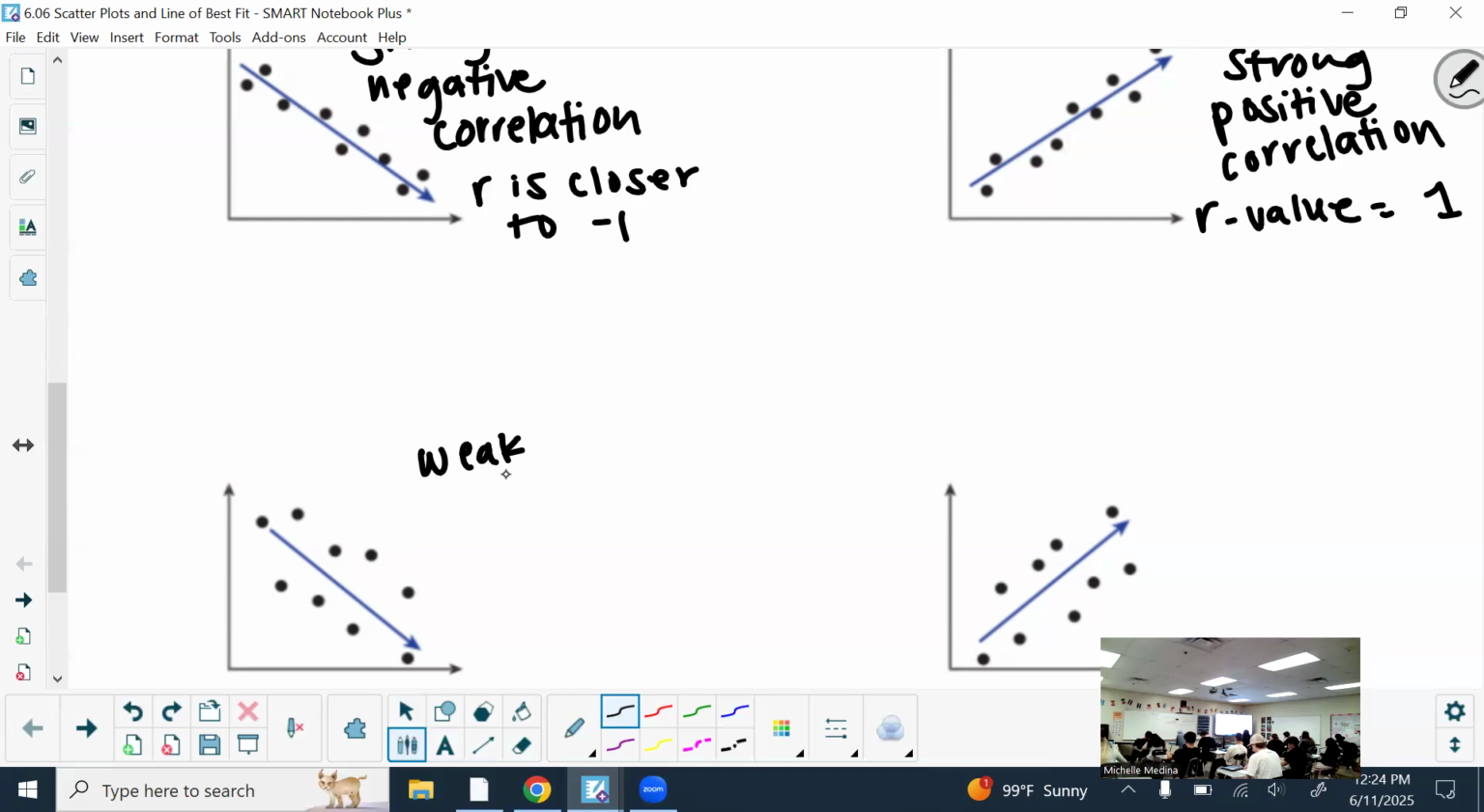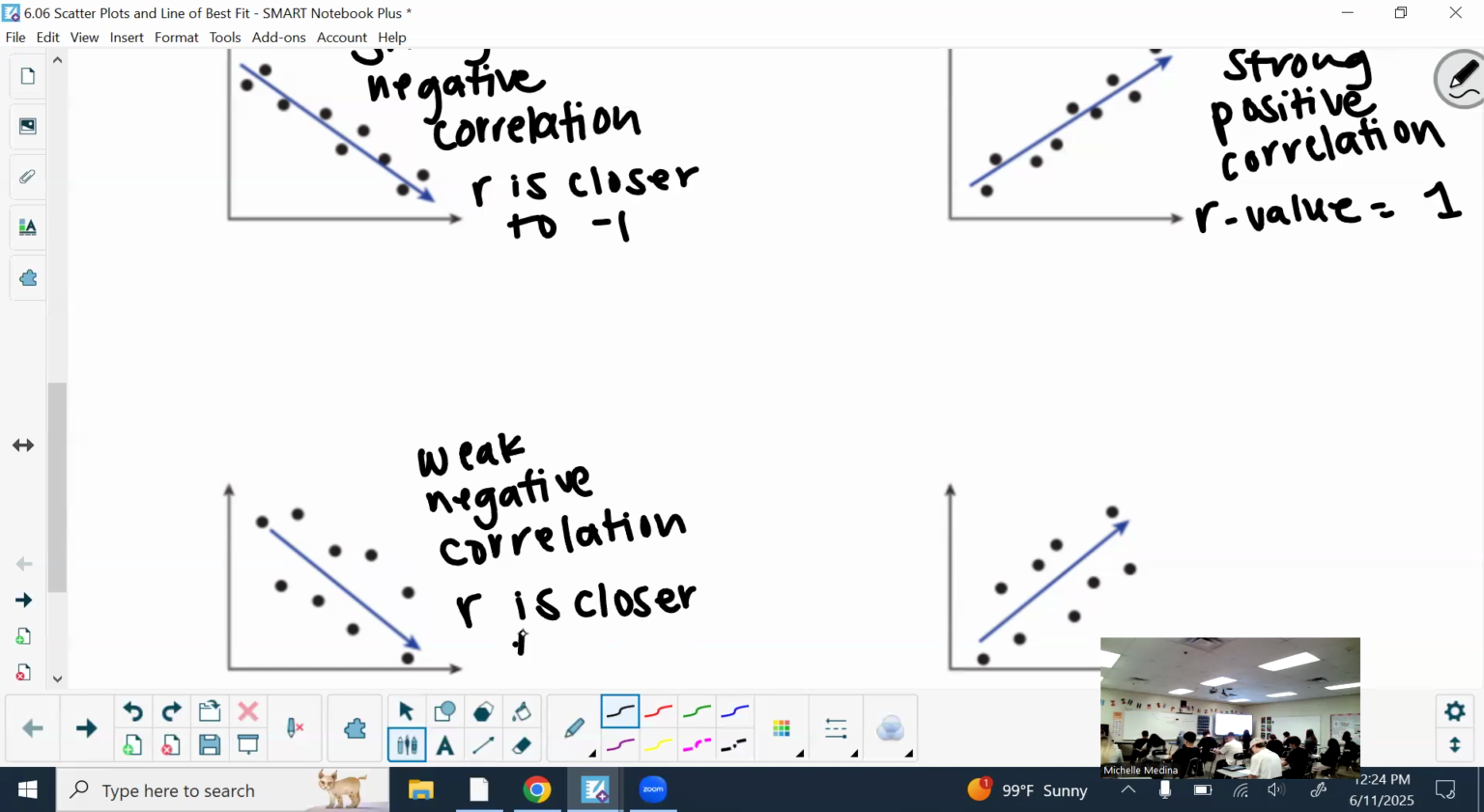Gunnar, would you say that it's positive or negative? Negative because it's going down, like our slope. Weak negative correlation, which means we'd expect the R value is closer to what out of the 5 options? Negative 0.5 out of 3. Because if we said 0, that would be like, I can't even tell it's going down. And this one, you can tell it's going down, but it's definitely not as strong as the one above it, but closer to negative.